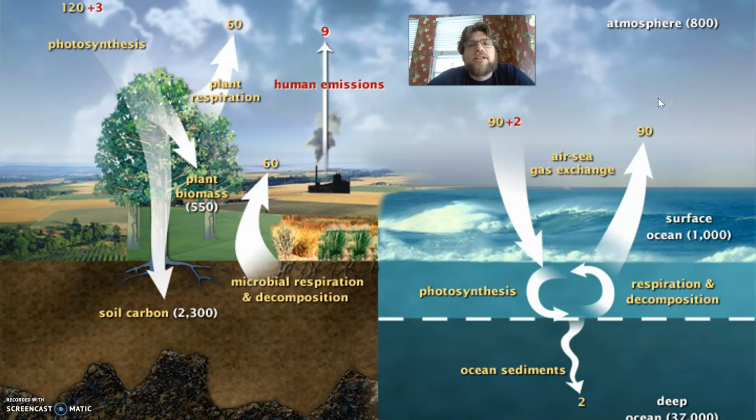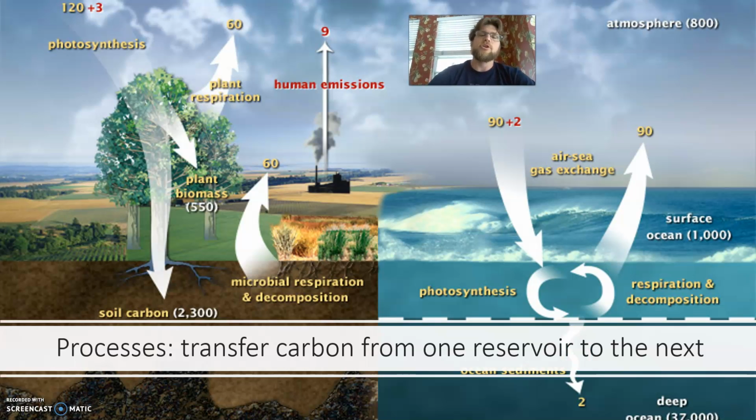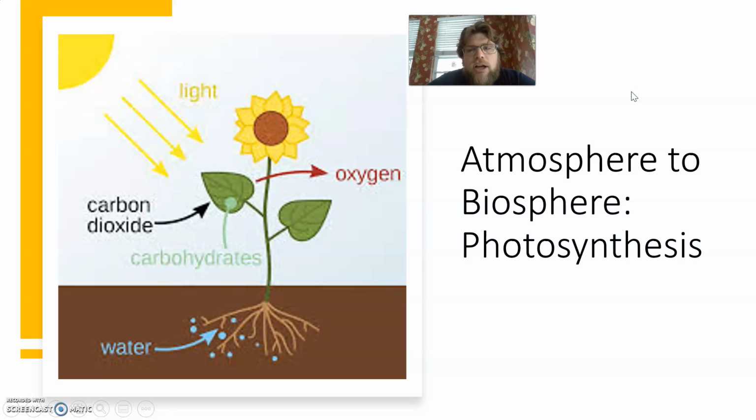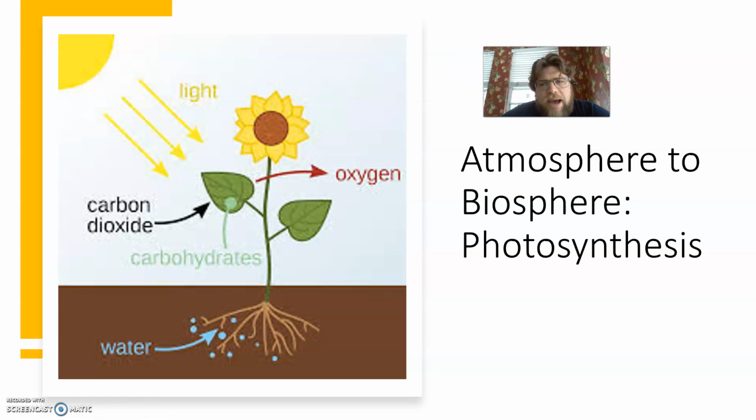So let's go next. Let's look at processes. So let's look at the remainder of the terms and the arrows. So processes are ways that carbon gets transferred from one reservoir to the next. All right, so the first one, the atmosphere to the biosphere.